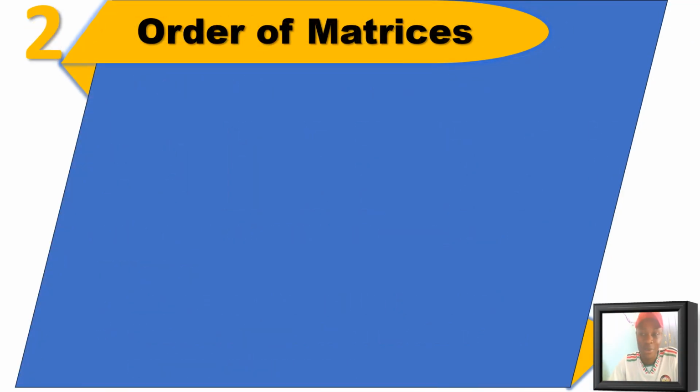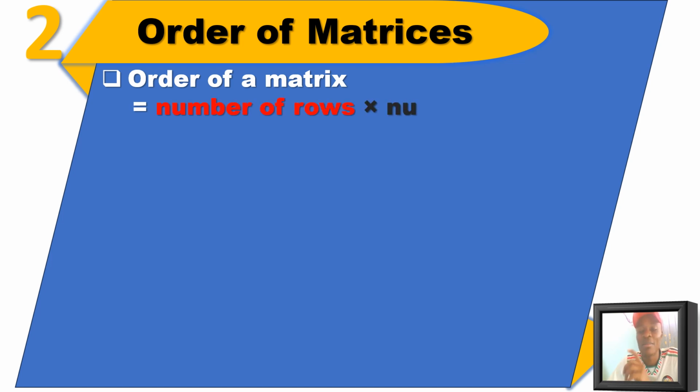The order of matrices. Okay, that is not the order he talks about. The order we are going to talk about here is the order in terms of arrangement. How are they organized? The order of a matrix is normally given by the number of rows by the number of columns. Rows are horizontal, columns are vertical.